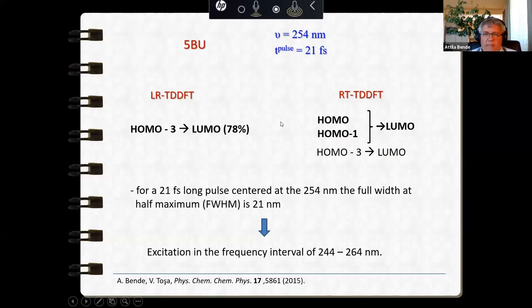The reason is that our real pulse has the full width at half maximum of 21 nanometers, which means a frequency domain between 244 and 264 nanometers. And in this case, the 5BU has close to the S2 state also another excited state, S3, which has this excitation scheme. So in this case, we can say that the excitation is not connected by single electronic transitions. Using this kind of real pulses, we can excite several electron excitations if they are staying very closely.